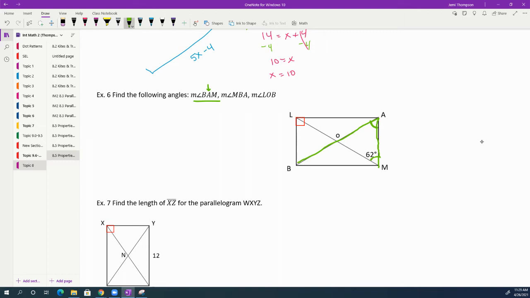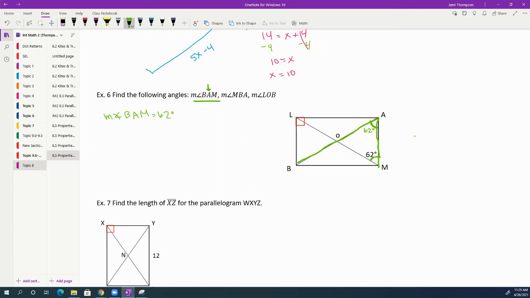So I can approach this in a couple of different ways. I can look at this small triangle here on the right, or I could look at the large triangle here and get the same answer. But these two angles right here are going to be the same. So if this angle is 62, then the measurement of BAM is 62.